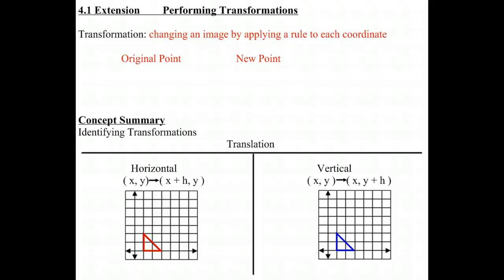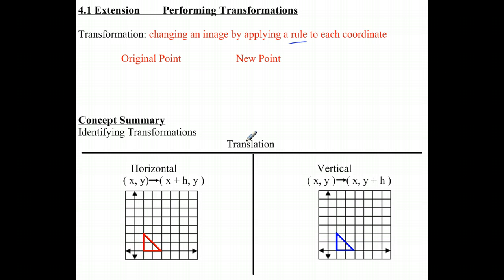Now that we're comfortable with some of the vocabulary of a coordinate plane and how to plot a point, we're going to move on and talk about how to perform a transformation. A transformation is changing an image by applying a rule to each coordinate. So a rule might be something like I add 5 to each coordinate to get my new coordinate.